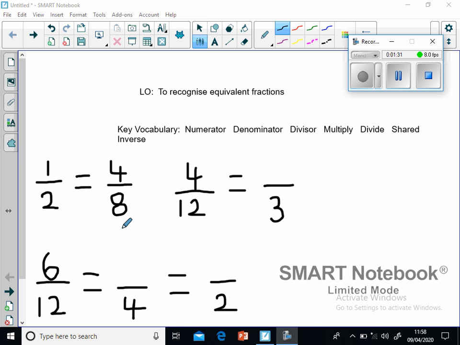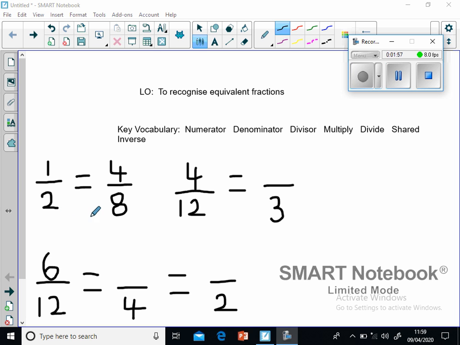Now I want you to look at one half of that second piece of paper and you will see 4 equal parts. And that shows us that 4 eighths, so you've got 4 equal parts in one half and 4 equal parts in the other half, shows us that 4 eighths is equivalent to 1 half.